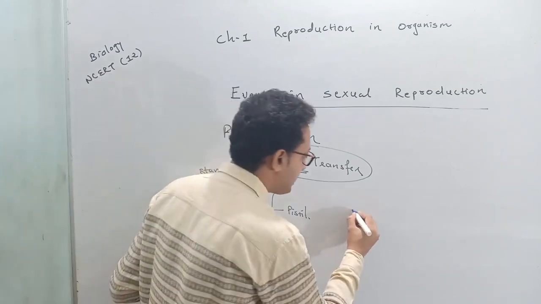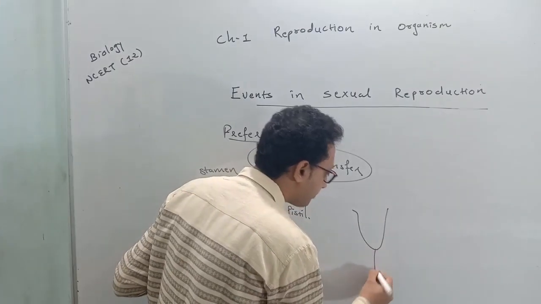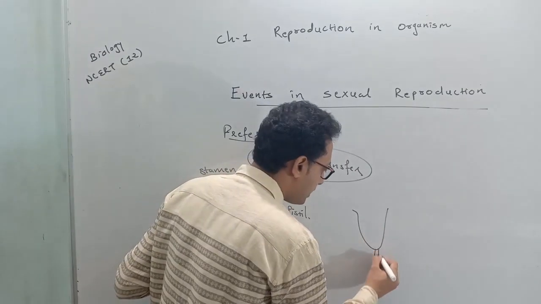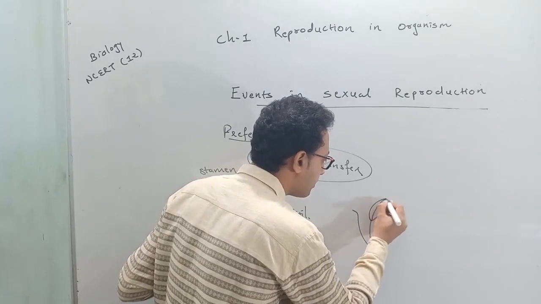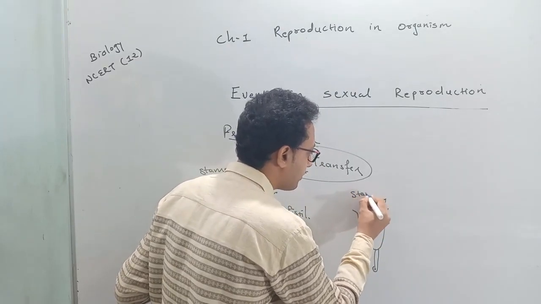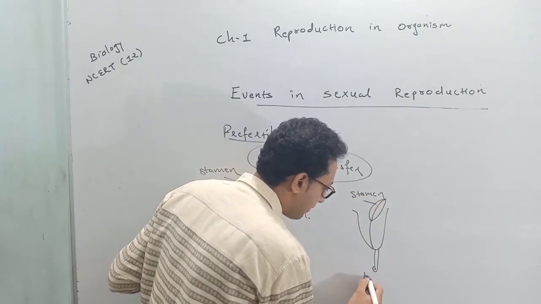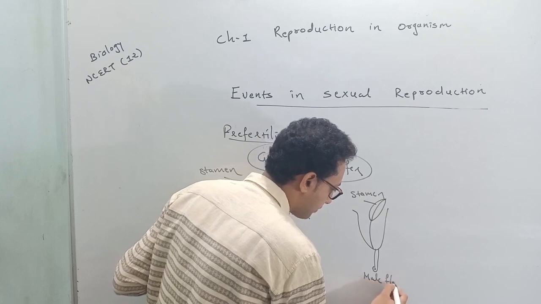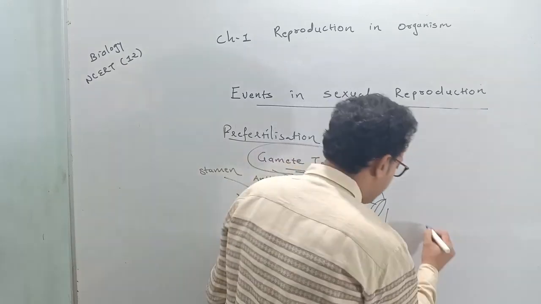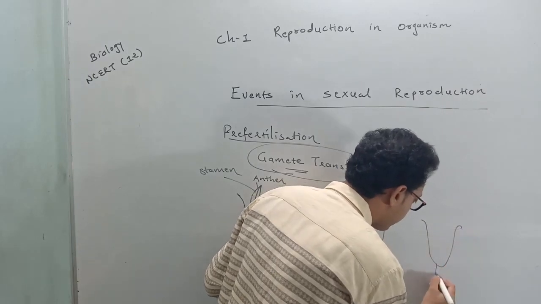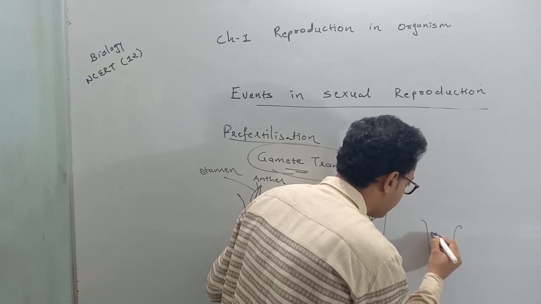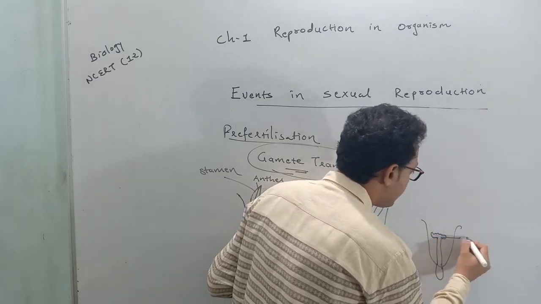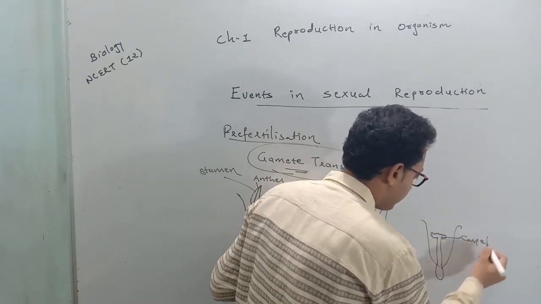But suppose we take an example of a unisexual flower. Like this is the unisexual flower. In this, it is a male flower because it possesses only stamen. Male flower. And the second one is a female flower, because it has a carpel or pistil.